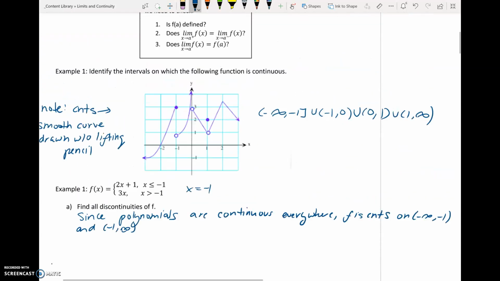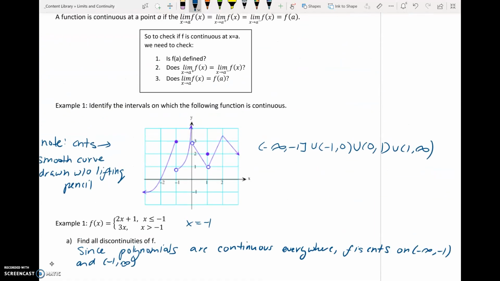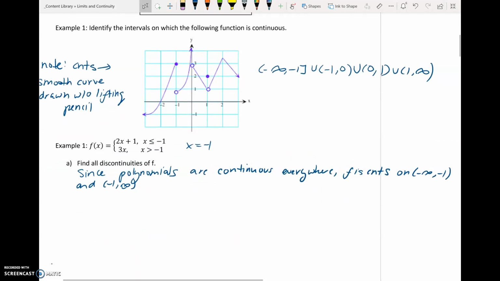Okay, so if I want to show that this function is continuous at x equals -1, I'm going to use the following three things. We're going to find f of a, or in this case f of -1. We're going to check the left-hand limit and the right-hand limit to see if they're the same. And if that's satisfied, then we'll check this last part here.